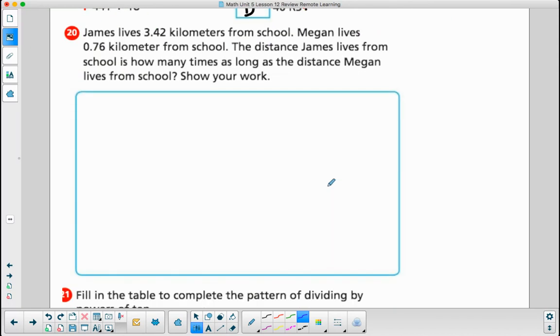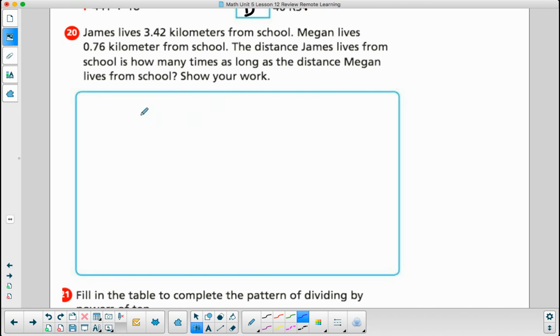Number 20. James lives 3 4/42 kilometers from school. Megan lives 76 hundredths of a kilometer from school. The distance James lives from school is how many times as long as the distance Megan lives from school? Show your work.